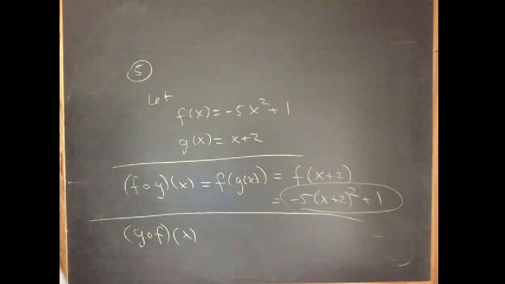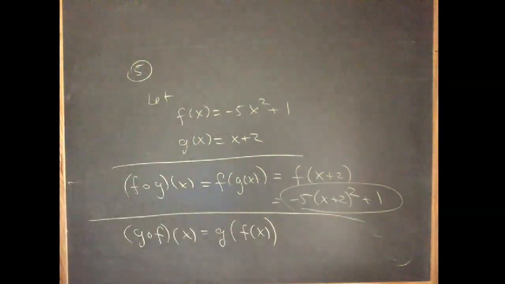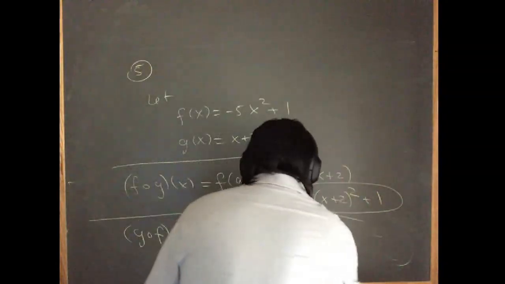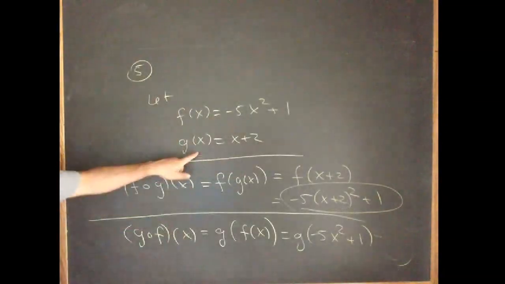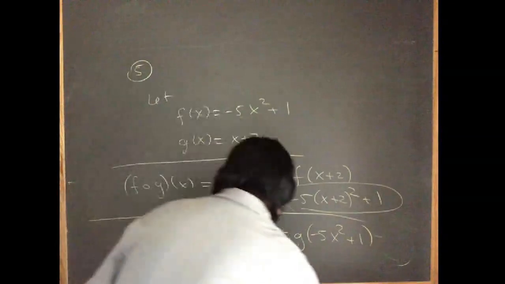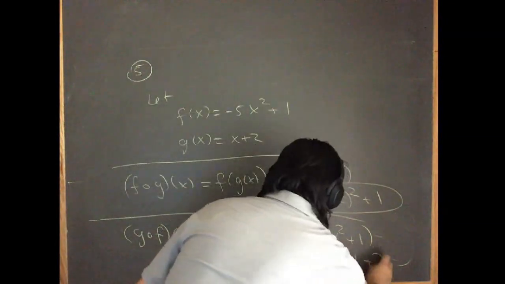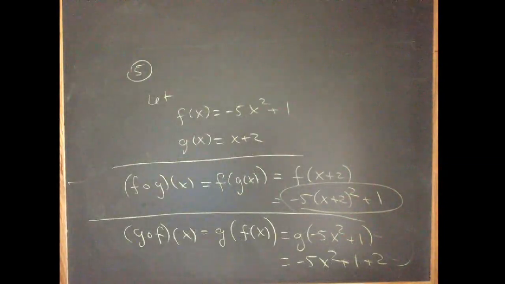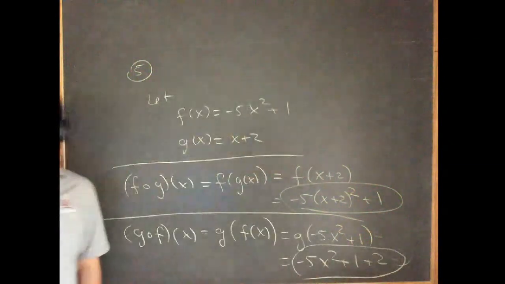This one's g of f of x. This means g of f of x. So we plug into f of x first. That's the negative 5x squared. So we'll get g of negative 5x squared plus 1. And then we use the formula for g. Everywhere we see an x, we replace it with that input. So we get negative 5x squared plus 1 plus 2. Okay, and we could combine the 1 and the 2 into a 3 there, but that would be the composition of the two of them.